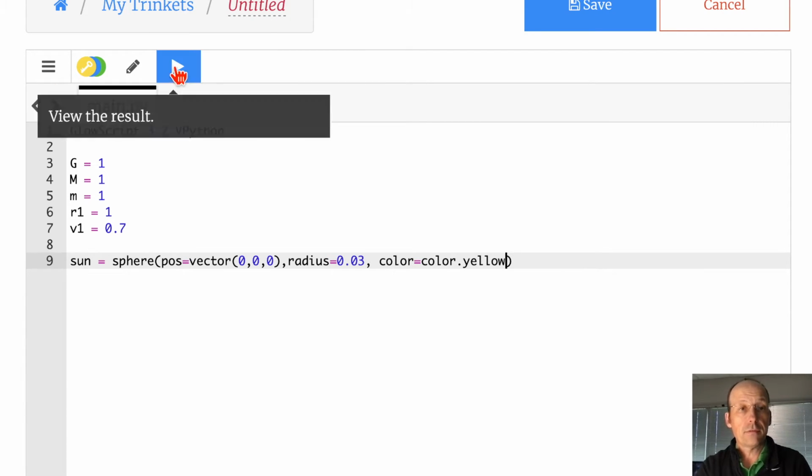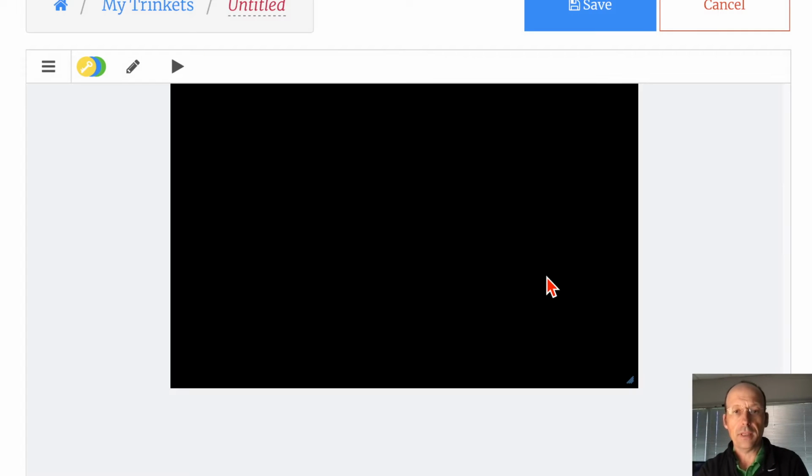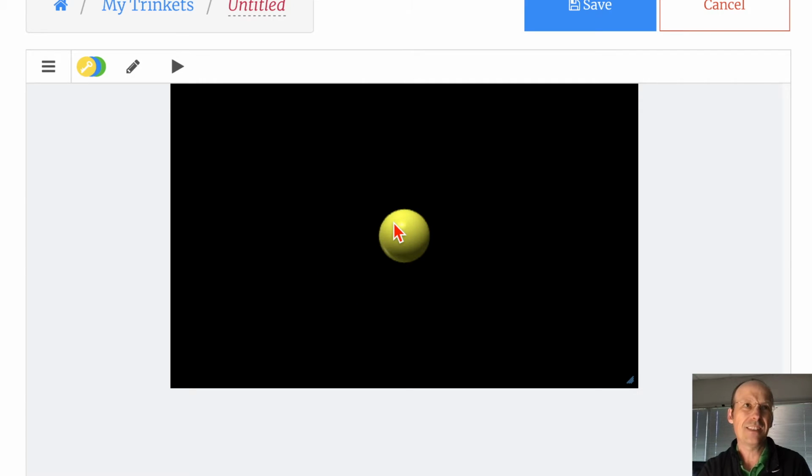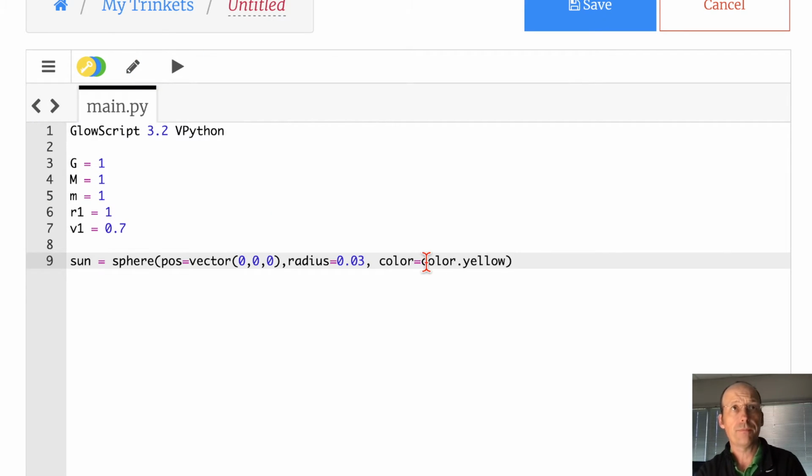And let's run that. It's always good to run it after you do something like that. And something bad. Oh, there it is. Okay, there's my sun, and I can rotate it around. I can zoom in and out. It's really nice. If you haven't played with this, it's really fun.